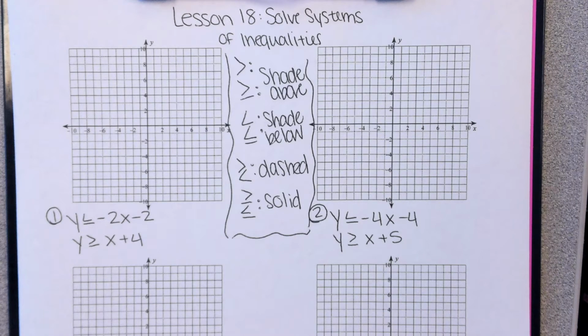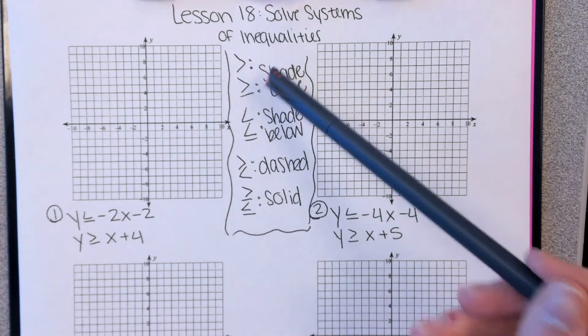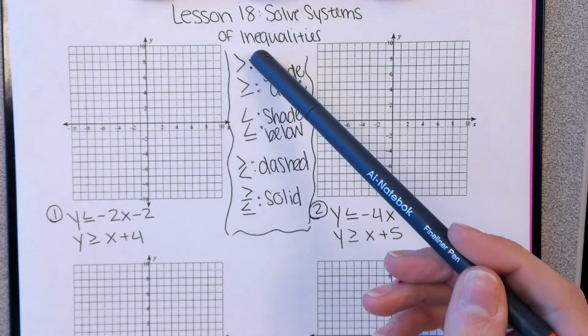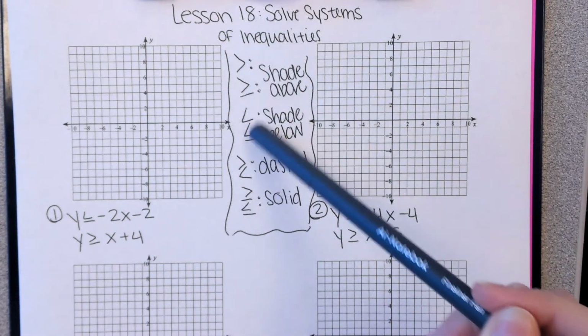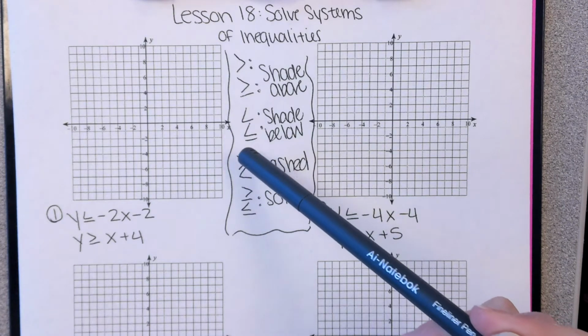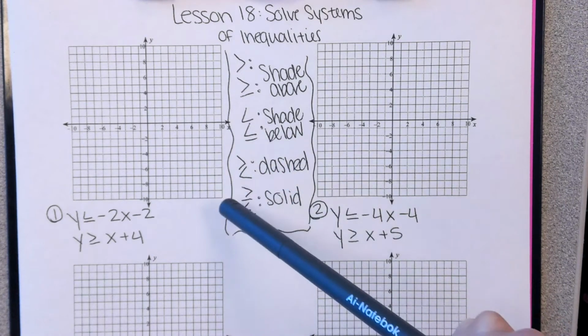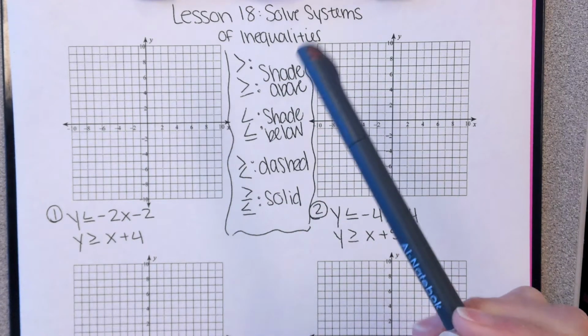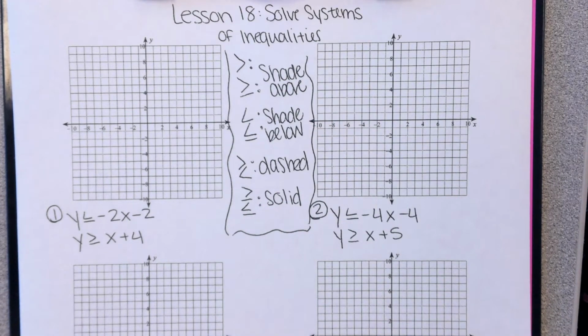So, I've made a little note here of our inequality rules. If you have greater than, you shade above, less than is shade below. If you just have greater than or less than, it's a dashed line. If you have greater than or equal to, less than or equal to, it's a solid line. So we talked about that back in Unit 2. We graphed inequalities in Unit 2. You know, you make the line and then you shade.